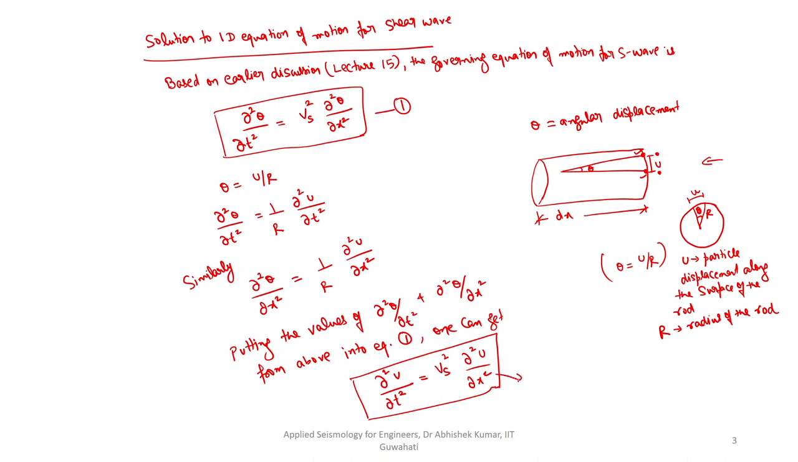This is still called the one dimensional equation of motion, 1D equation of motion for S wave in terms of displacement u. So, this is the one dimensional equation of motion. Still we are on the equation of motion, we have not moved to the solution of this particular equation. So, when we are interested to find out the solution, we will be using this particular equation. So, ∂²u/∂t² equals Vs² ∂²u/∂x².